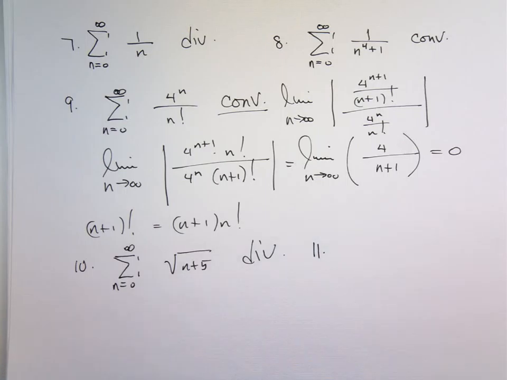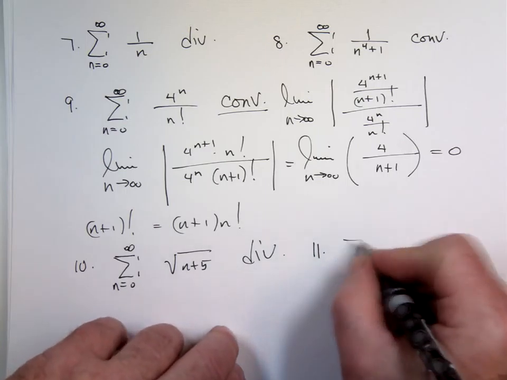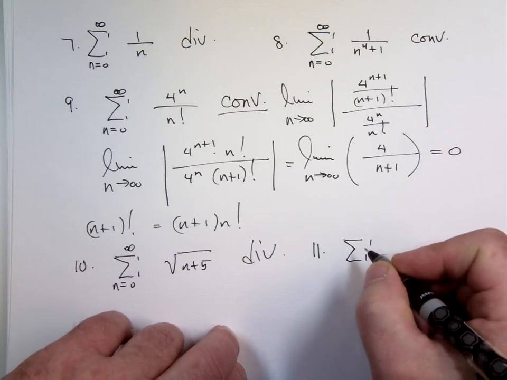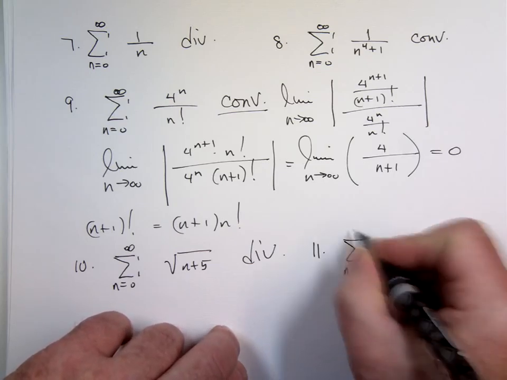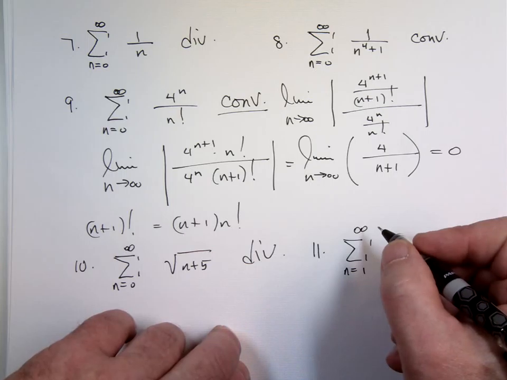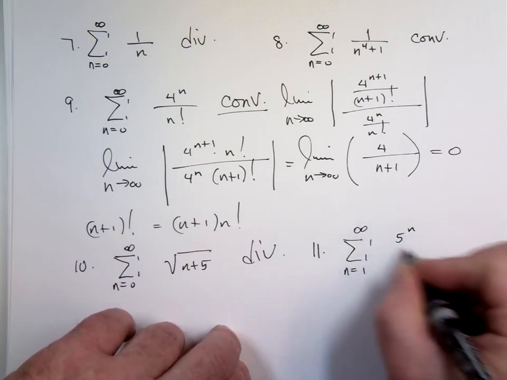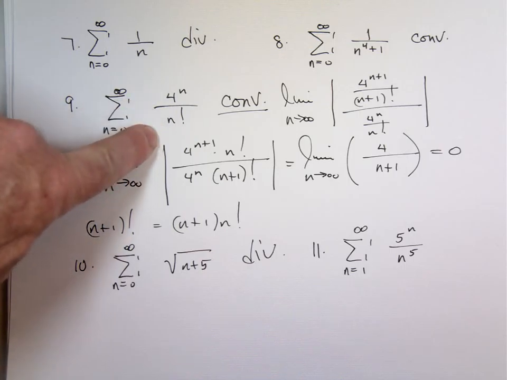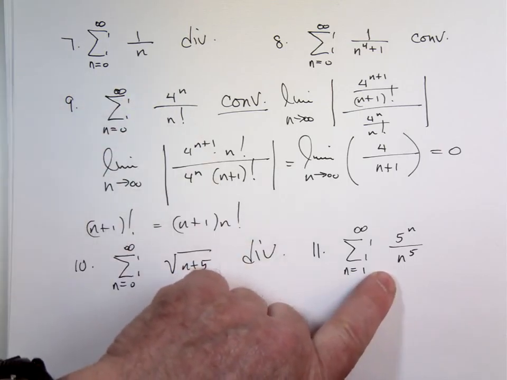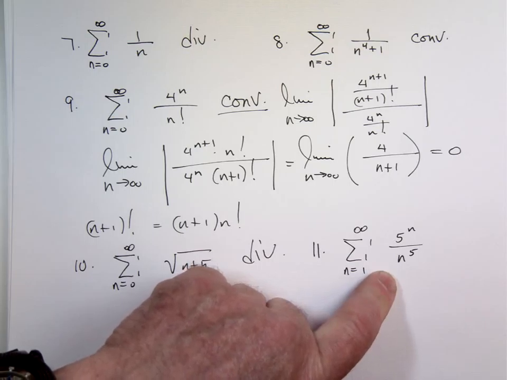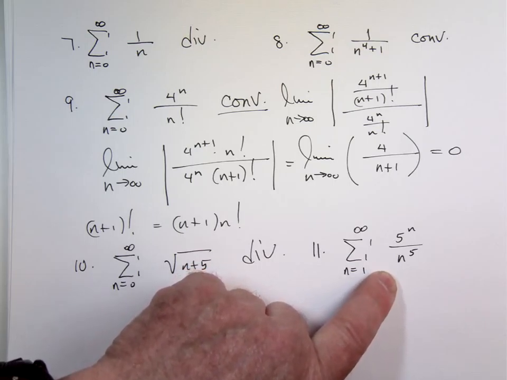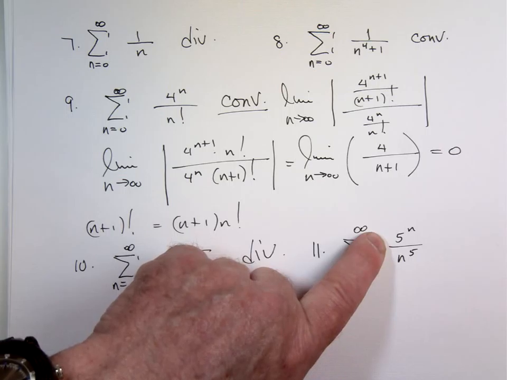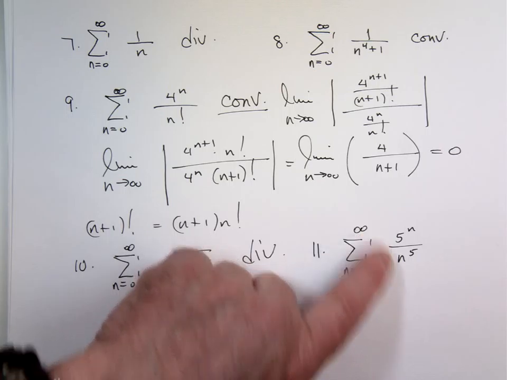11. N equals 1, 5 to the n over n to the 5th. 5 to the n is exponential. It's increasing pretty fast. We saw it back here, though. It wasn't increasing faster than those factorials. But the denominator here is an n to the 5th. That's a polynomial function. It's going to infinity as well.